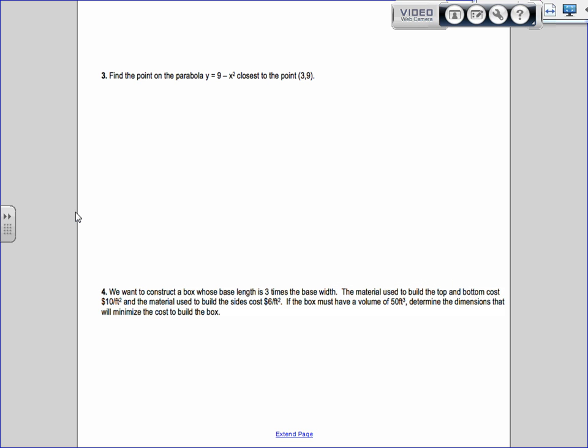All right, so find the point on the parabola 9 minus x squared closest to the point 3, 9. All right, so here's what the sketch looks like. 9 minus x squared, 1, 2, 3, 4, 5, 6, 7, 8, 9. It goes through 0, 9. What's the x-intercepts for this? 3. Good job, 3 and negative 3. Right, because if you set it equal to 0, you'd get 3 and negative 3, which are zeros.